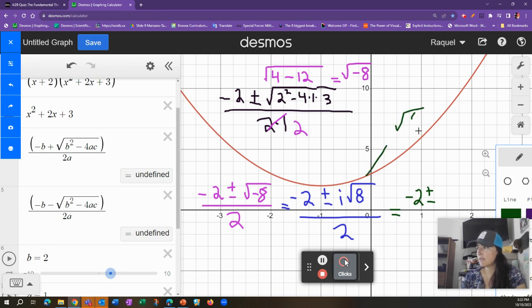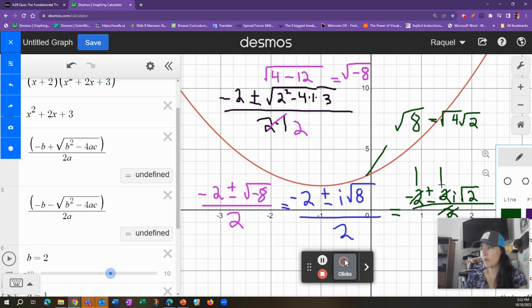Square root of 8 is equal to the square root of 4 times the square root of 2. Properties of radicals. Well, the square root of 4 is just 2, so now we'll have 2i times root 2, all divided by 2. Aha! We're still not done. We can still simplify because of this denominator, this division by 2. This whole thing will simplify. This 2 divided by 2 is 1. 2 divided by 2 is 1.